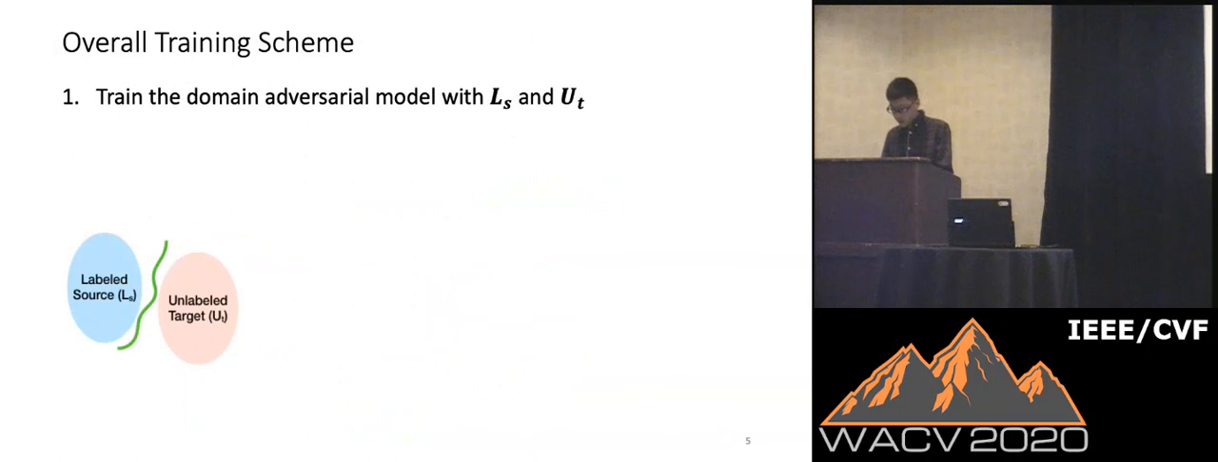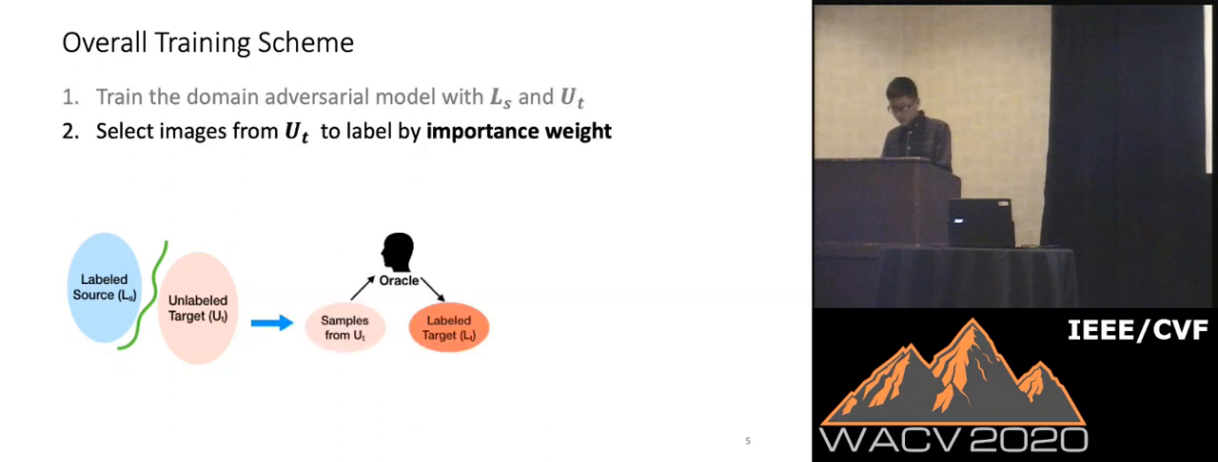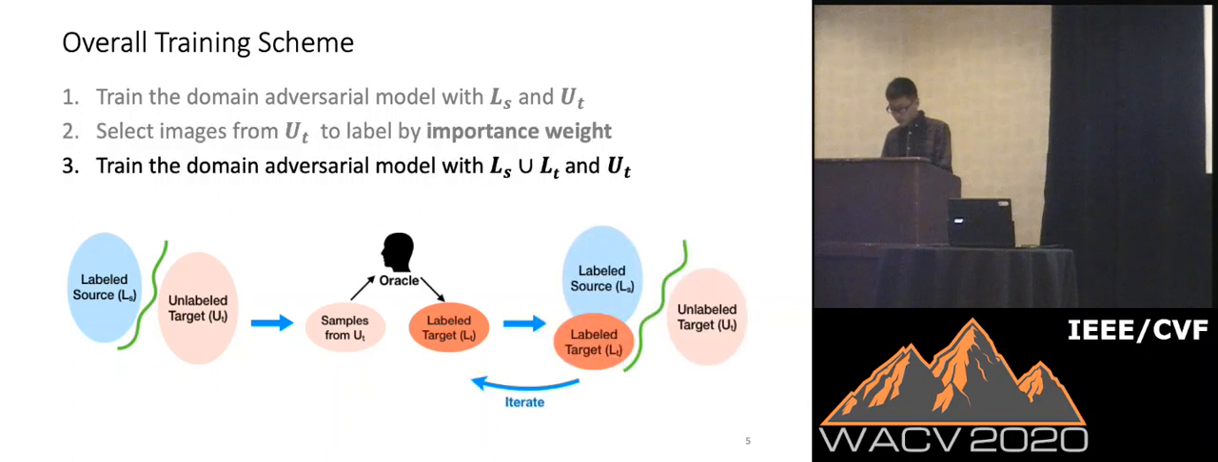Overall, we propose an iterative method. First, we train an adversarial model given labeled source and unlabeled target. Second, we use the importance weight to select images from the target domain for annotation. Then, we train another adversarial model with the union of labeled source and labeled target data. We iterate this procedure during active learning.